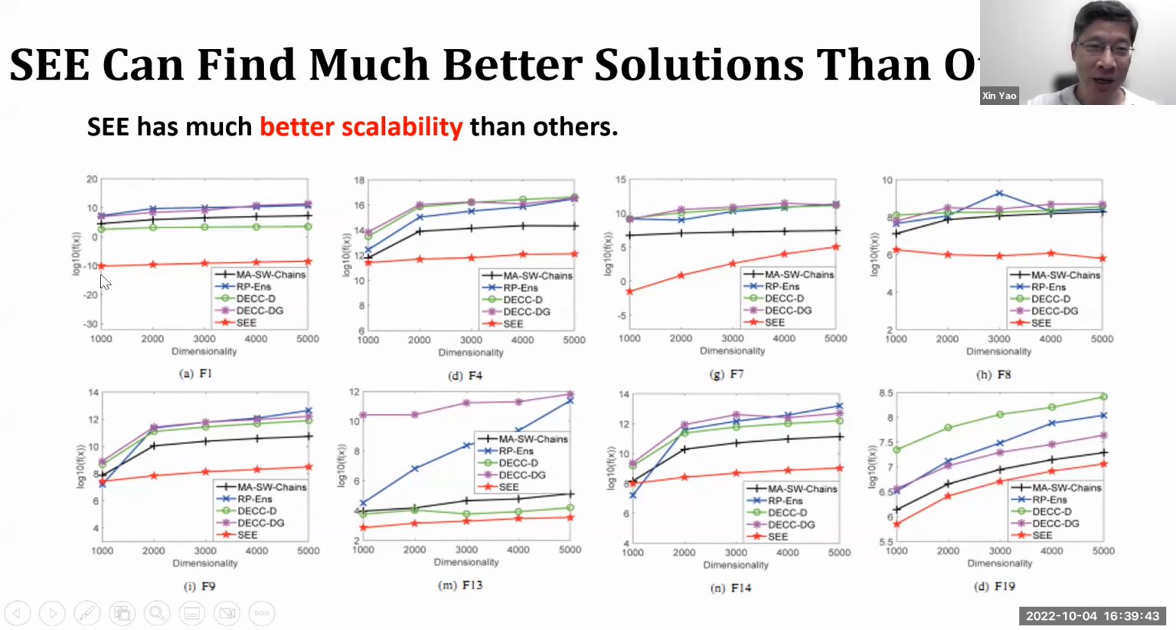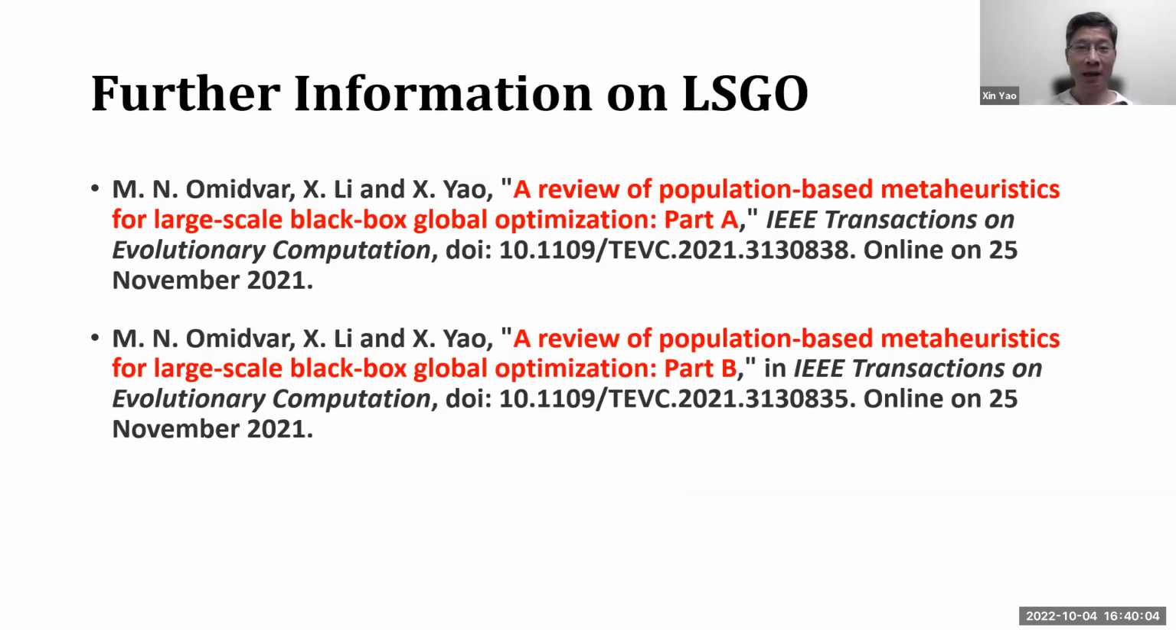If you look at this red line, it's always the lowest. It also grows the slowest. That means the y-axis indicates the quality of the optimization. We are doing minimization here, so the smaller value is better. Okay. There is a lot of other work by other people, of course, on this large-scale global optimization. I won't be able to go through all of them here.